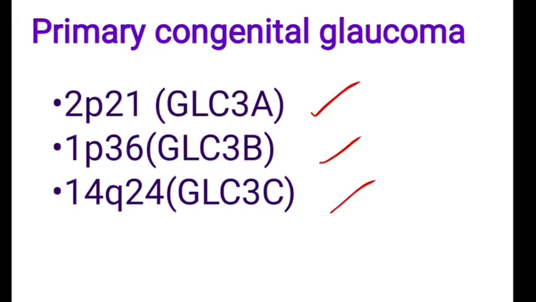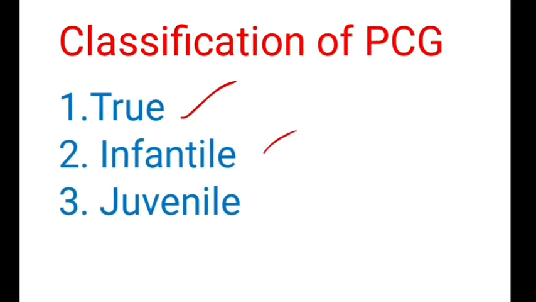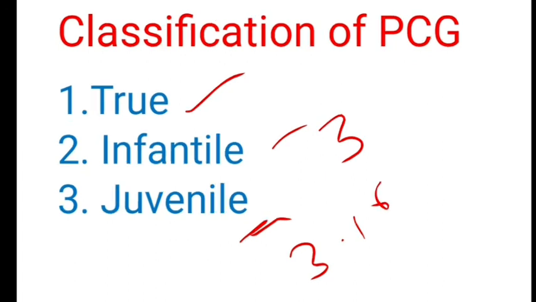primary congenital glaucomas. And the classification of primary congenital glaucoma is like the true congenital glaucoma, okay, which accounts for 40% of these congenital glaucomas. Here the intraocular pressure is elevated in intrauterine life only. In infantile glaucomas, which account for 55% of these congenital glaucomas, the glaucomatous changes manifest before the third birthday of the child. Whereas in juvenile glaucoma, which is least common, the glaucoma changes appear between 3 to 16 years of age. Okay. So these are some specific points for primary congenital glaucoma.